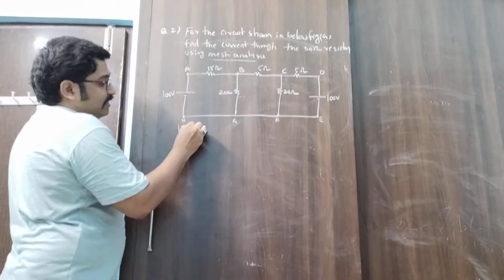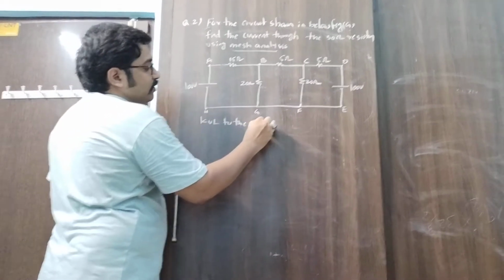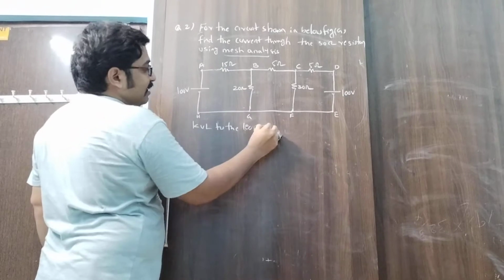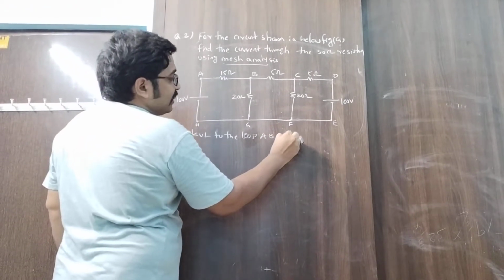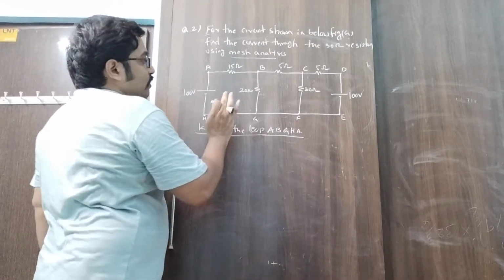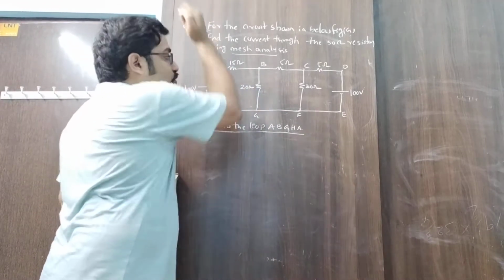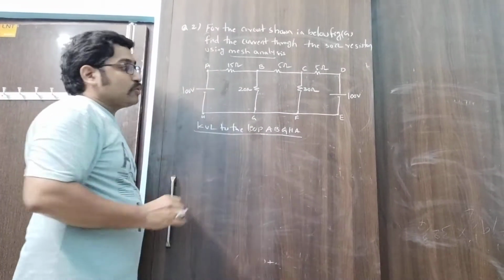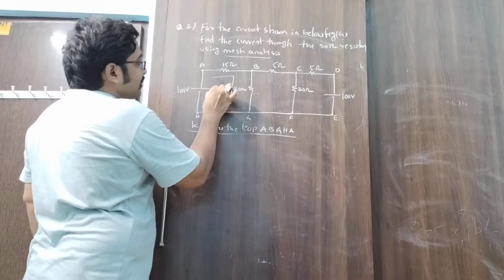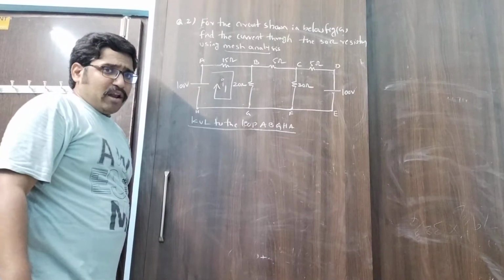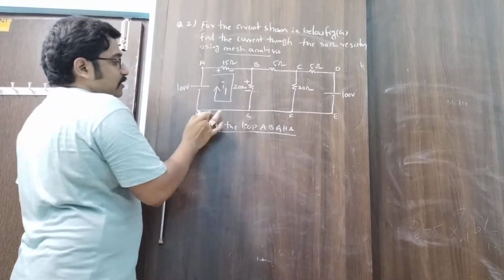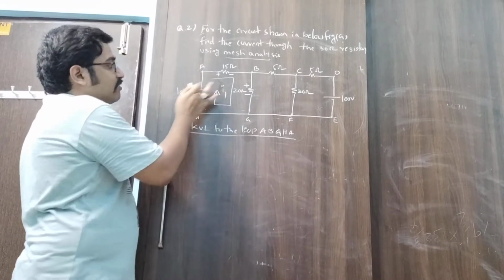Applying the KVL to the first loop: A, B, G, H, A. You should write the KVL to this loop. When you are writing the first loop, you should give the priority to the first loop. Always the current I1 will be positive, and we will take the current direction as clockwise. Current entering is positive, leaving is negative. G to H, there is nothing. H to A, you are having the source.